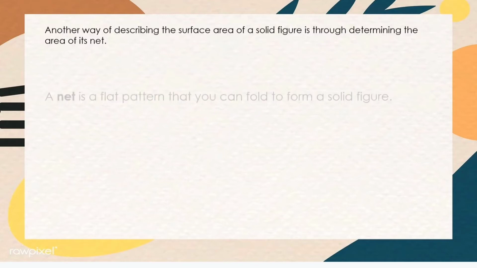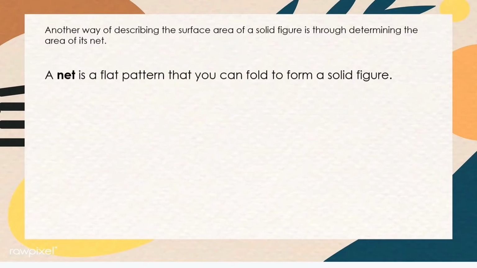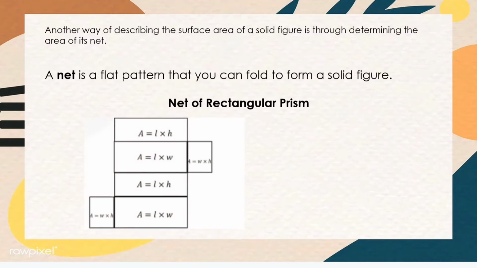So what is a net? A net is a flat pattern that you can fold to form a solid figure. Here is an example of an illustration of a net of a rectangular prism. So we have here 6 different rectangular faces. To solve this surface area, we need to get the area of its faces.